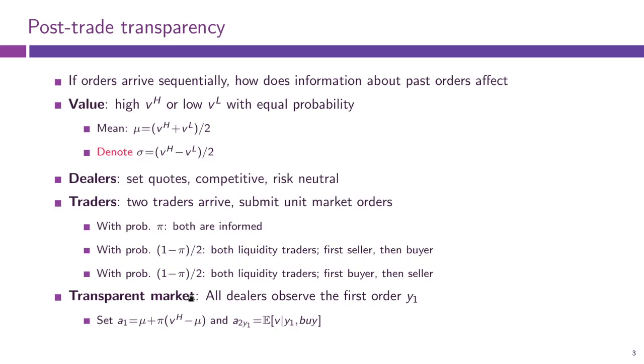So let us see what the model actually was. This was pretty much a Glosten-Milgrom model with two periods. We had one asset, as usual, with fundamental value V, which is either high or low with equal probability. So we'll be looking at a symmetric model for simplicity. Our mean is denoted as mu. For today, I will introduce a new notation, sigma, which is the standard deviation of the asset value in this model. It is just the distance between the mean mu and the actual realized value. This will simplify some expressions a little bit.